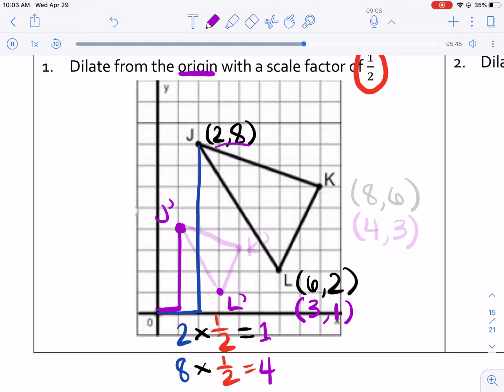And then K is at the point 1, 2, 3, 4, 5, 6, 7, 8. 1, 2, 3, 4, 5, 6. So we're going to get half as big as 8, and that's 4, and half as big as 6, which is 3. So my new K prime will be at 1, 2, 3, 4, 1, 2, 3, right there. So I'm going to erase my lines that I drew here and just graph my triangle.